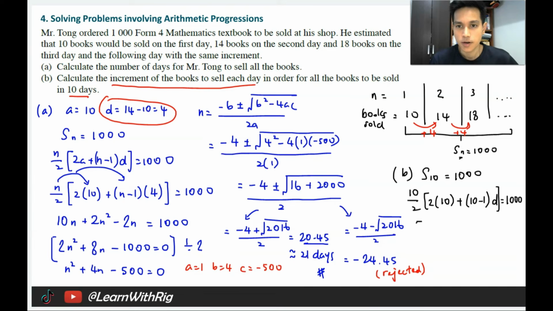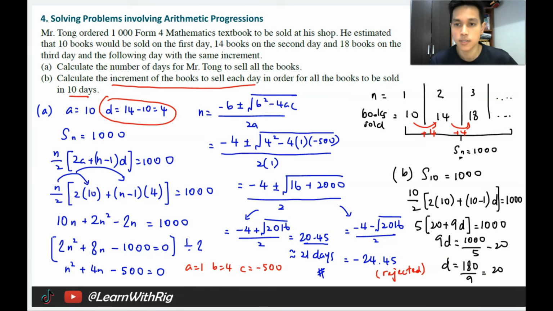Okay, so 5 times (20 plus 9D) equals to 1000. So you shift this, 9D should be equivalent to 1000 divided by 5 minus 20. So D value is equals to 200 minus 20, which is 180, divided by 9. Answer is 20. So each day the increment should be 20 books.